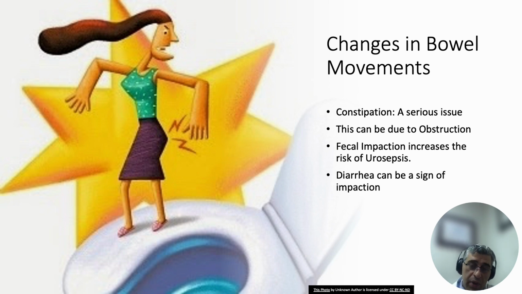And again, diarrhea also can be a sign of impaction. Why is that? Because when we have a partial obstruction, a part of the obstruction is open. That's why the stool behind the obstruction will be very liquidy and it can pass as diarrhea. So if somebody has diarrhea, it doesn't mean that person has no obstruction. No, it can be a sign of a partial obstruction.